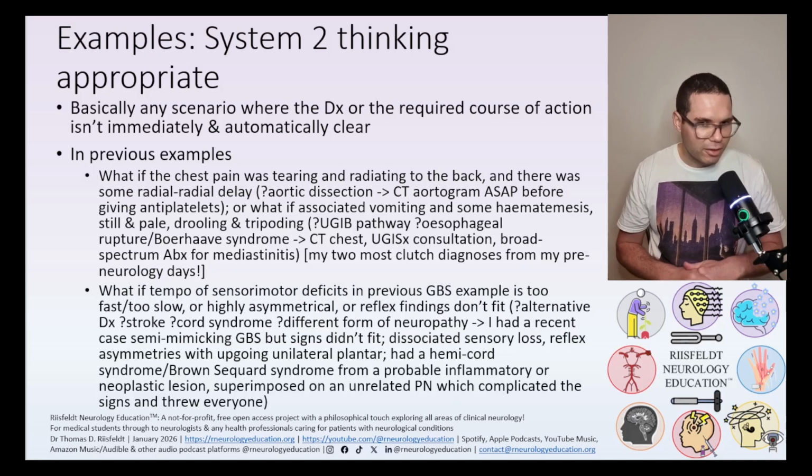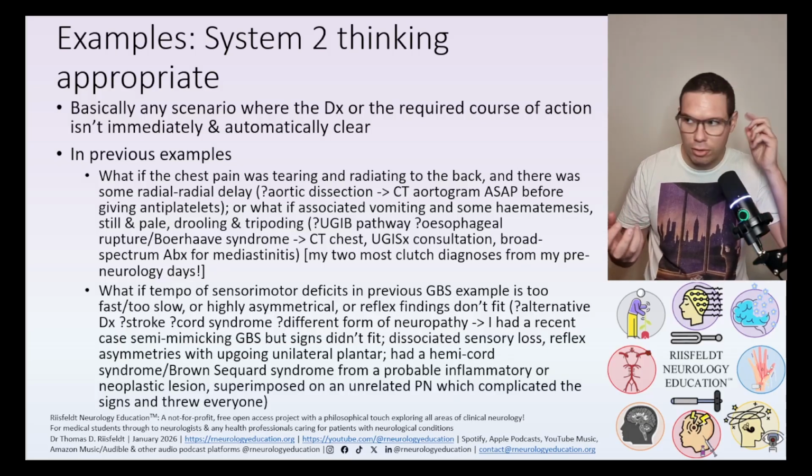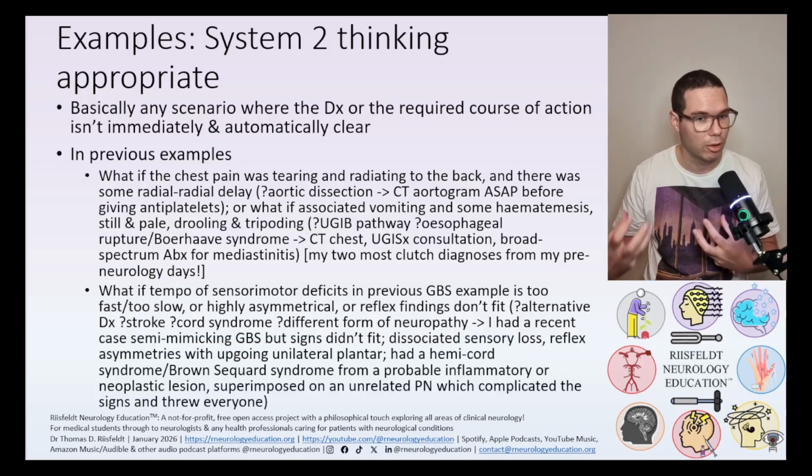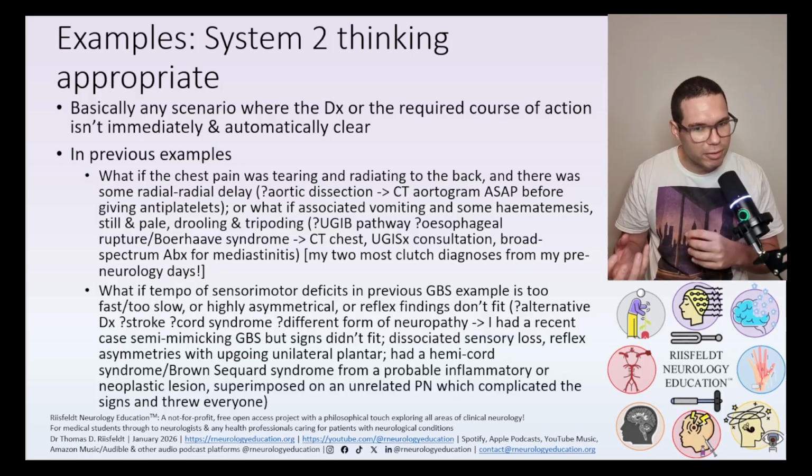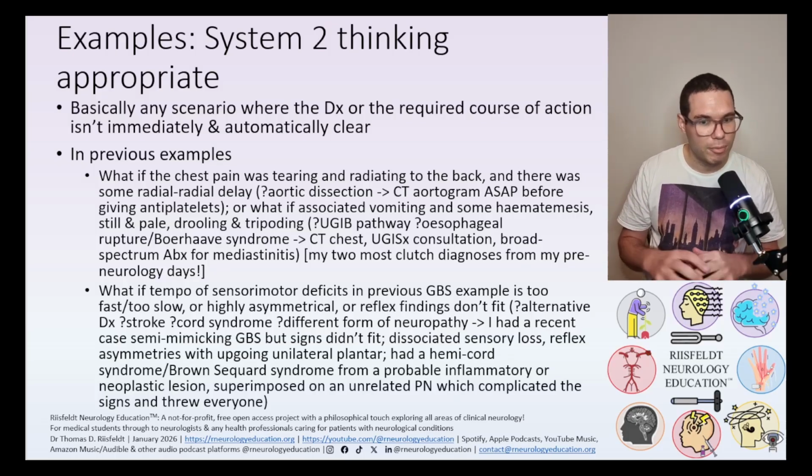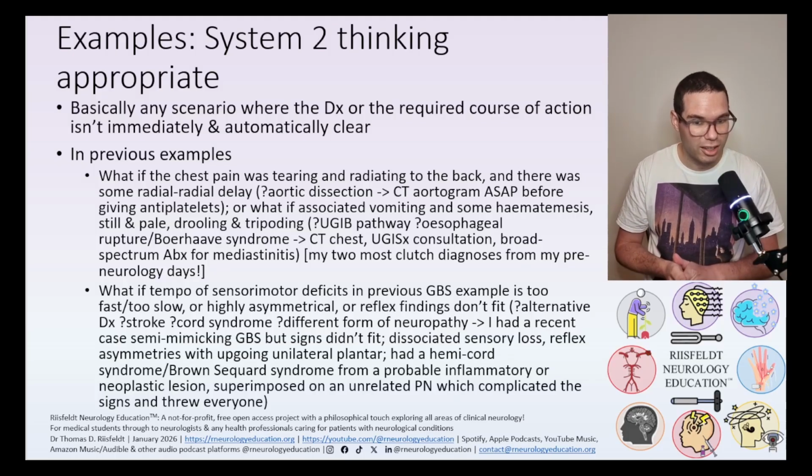And the reason I bring this example up is I had a case recently, a few months ago, mimicking Guillain-Barré syndrome, where I received the call saying it was a Guillain-Barré syndrome, but it just didn't quite fit. The signs and the tempo just didn't quite fit. And on a careful examination, the patient actually had some dissociated sensory loss. So on one side of the body, they had spinothalamic tract loss, so temperature and pinprick.